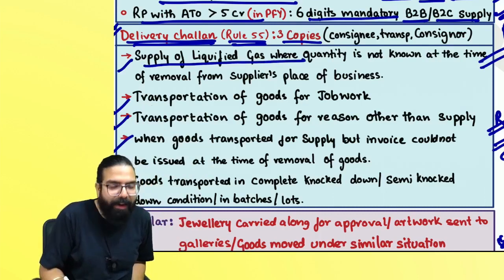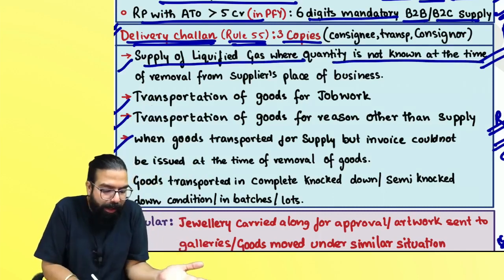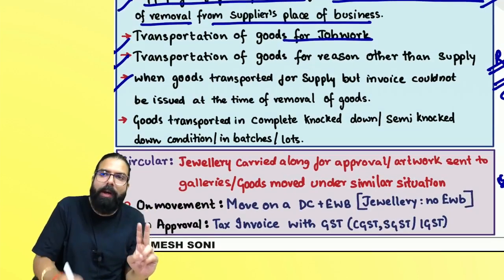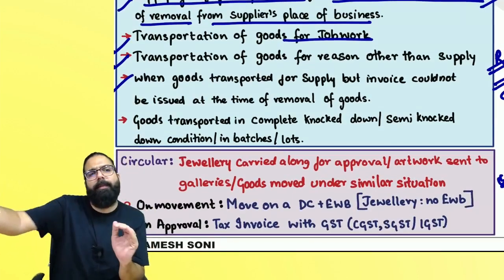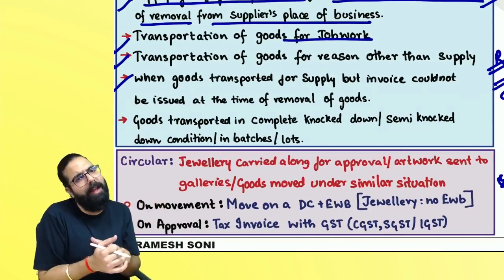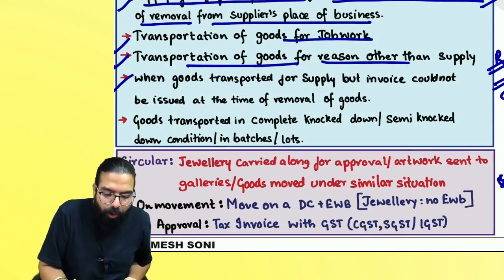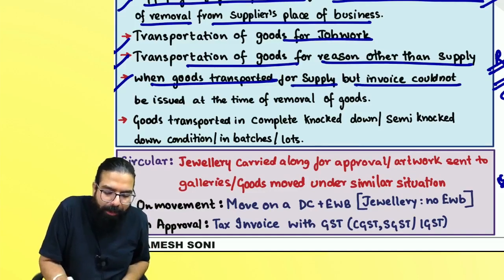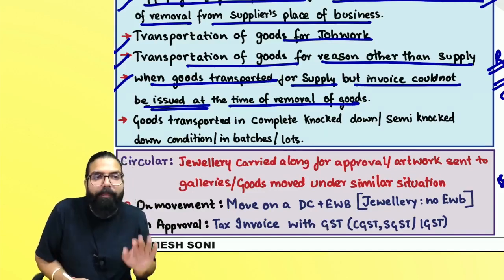Everyone, supply of liquefied gas when the quantity is not known at the time of removal from the supplier's place of business. Secondly, when you are sending the goods for job work, it will go on the basis of delivery challan, and it will come back from job work on the basis of delivery challan. Sir, transportation of goods for reason other than supply, or where goods are transported for supply but invoice could not be issued at the time of removal.